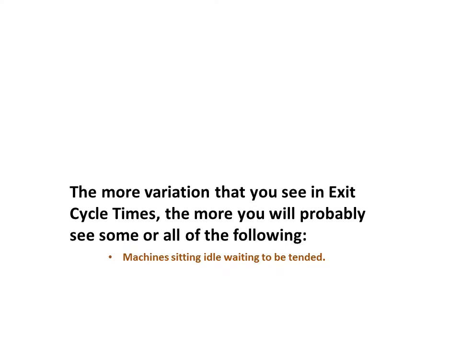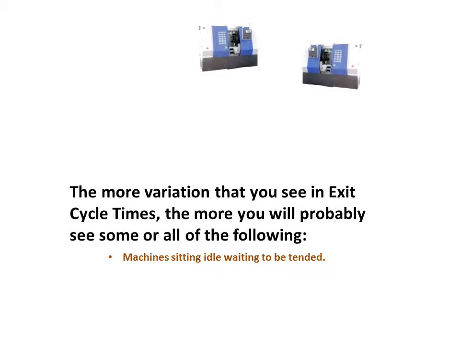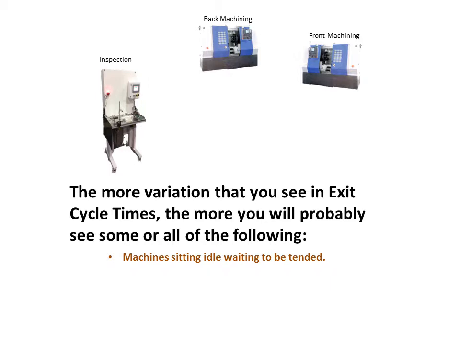An example of this situation might be in a cell in which the operator has two CNC lathes, one of which turns features on the front of the part, the other turning features on the back. There might also be a post-machining inspection in that cell that he has to perform for each part. In this scenario, the operator would unload the machine part and load an uncut part into the front cutting lathe. Then he'd hit the cycle start button.